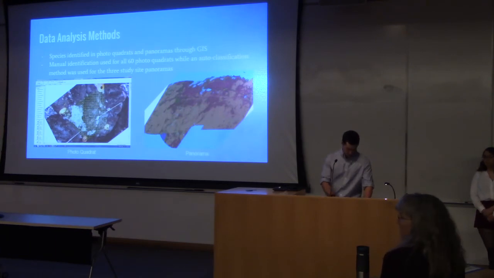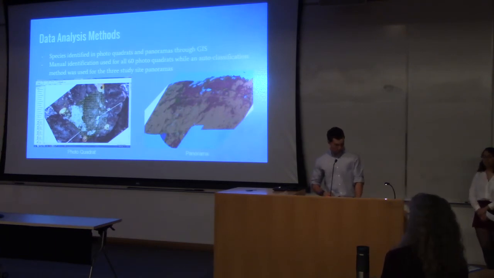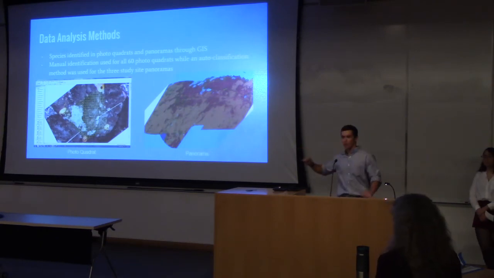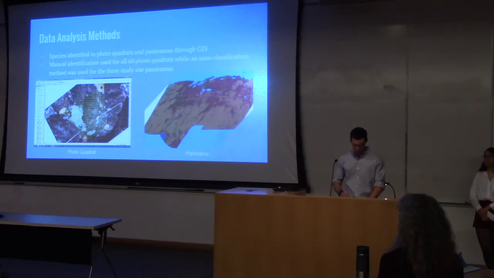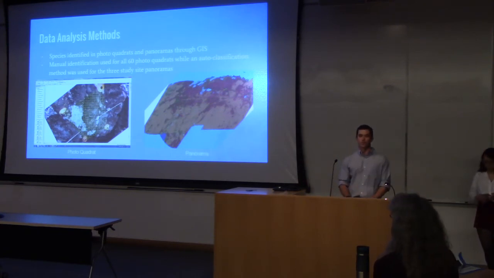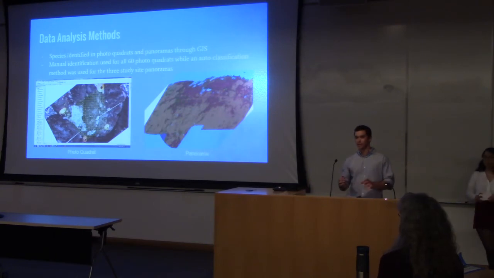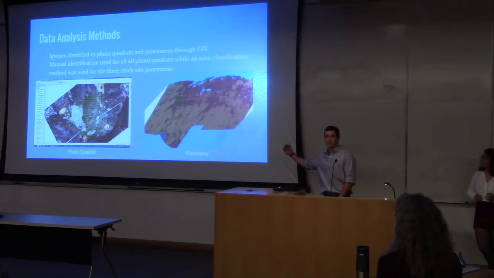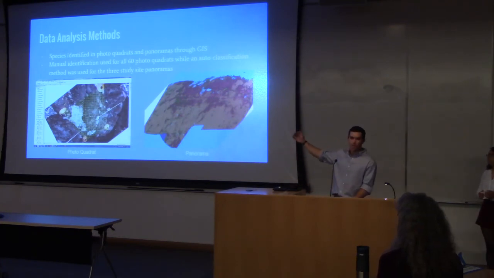And for the second method, we used an auto classification system for the whole panorama photo, that's seen on the right here, which took advantage of certain wavelengths certain species would reflect in the photo. So as seen in this picture on the right here, certain colors in this pixelated image represent a certain species.